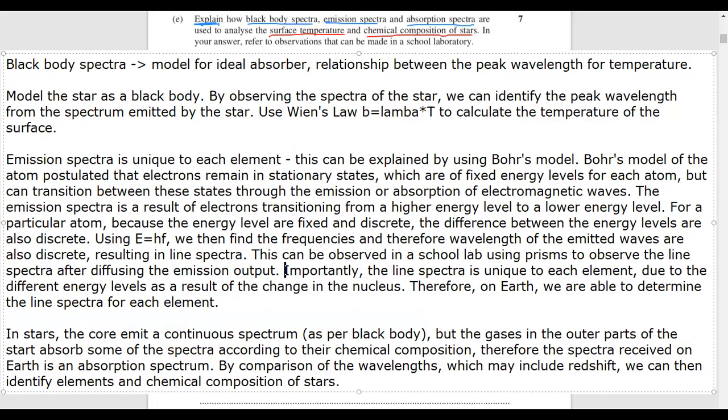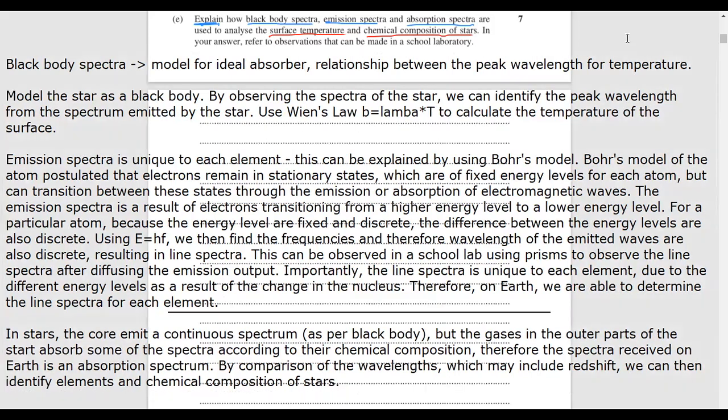Basically, you've got an emission spectra, right? You heat it up, you describe the apparatus, right? You heat up to excite the gas. It gives out an emission spectrum. You then pass it through a prism to diffuse it, and then you look at the particular wavelengths. Okay. So something along those lines should be something that you might want to write for an answer like that, with a bit more reference to the school laboratory.